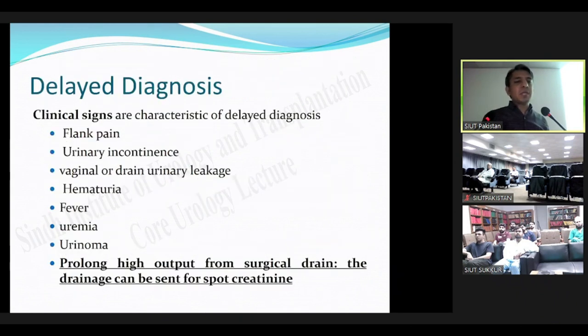The delayed diagnosis clinically presents with flank pain, urinary incontinence, vaginal or drain leakage, hematuria, fever, uremia, and urinoma. There may also be prolonged high output from a surgical drain, and that fluid can be sent for a spot creatinine level. The spot creatinine level will usually be 25 to 50 milligram per deciliter when the fluid is urine, but it will be similar to serum creatinine when it is not urine, meaning 0.5 to 1.5 milligram per deciliter with normal kidney function. So sending the surgical drain fluid for spot creatinine can help tell whether it is urine or serous fluid.